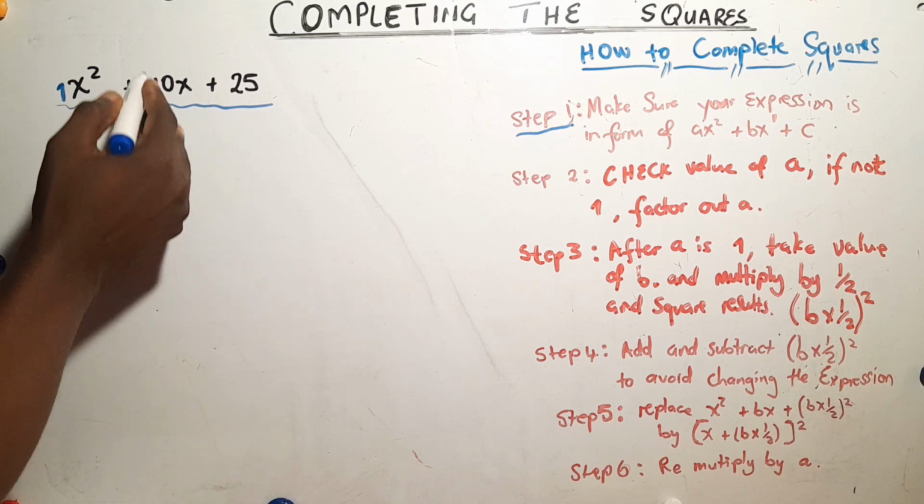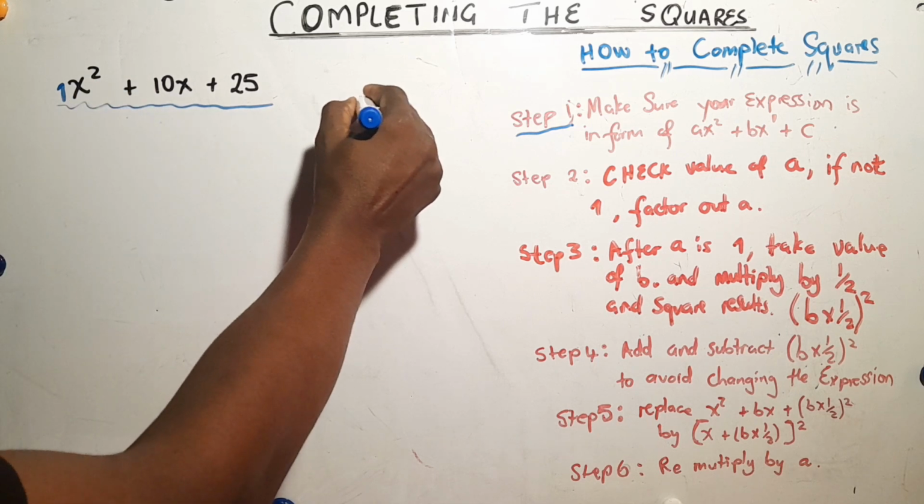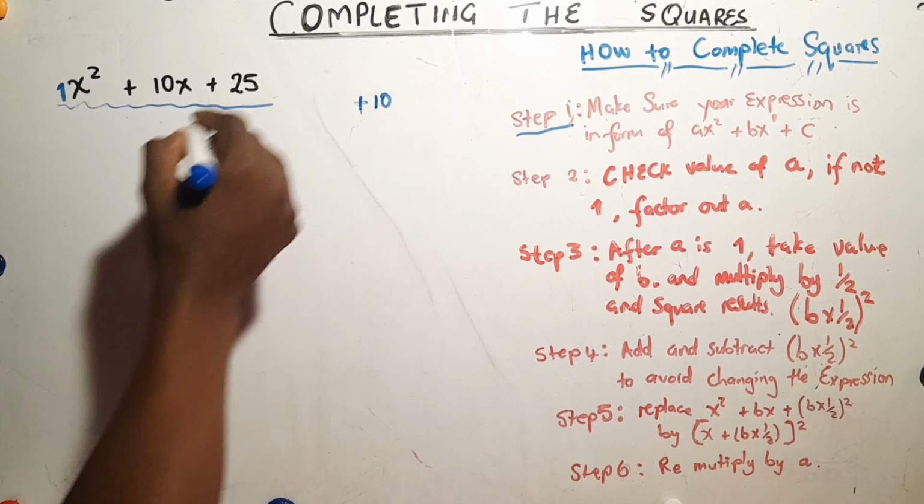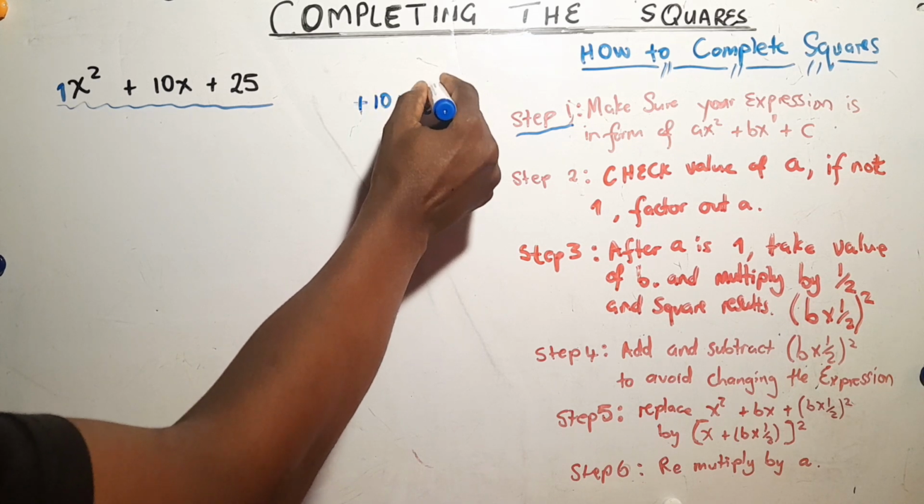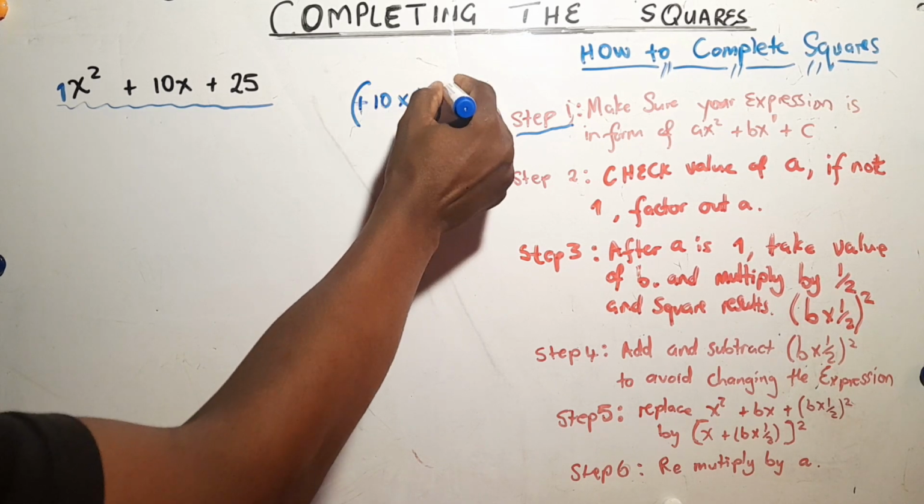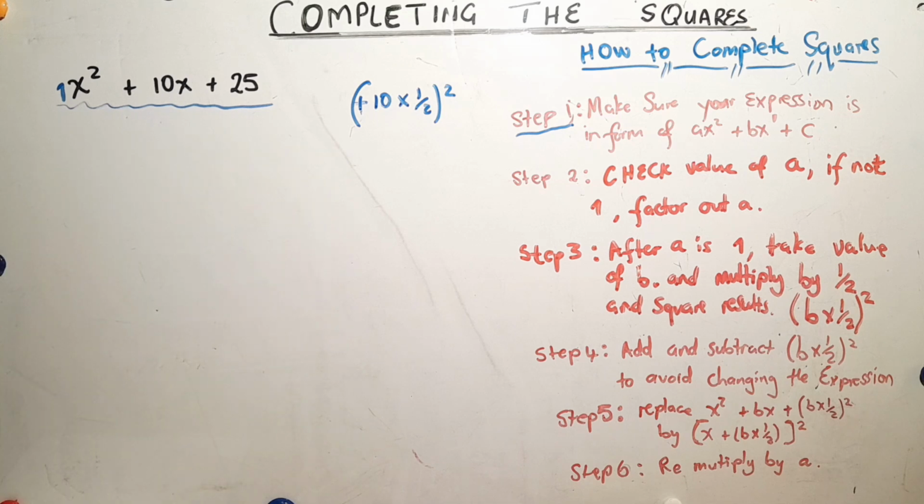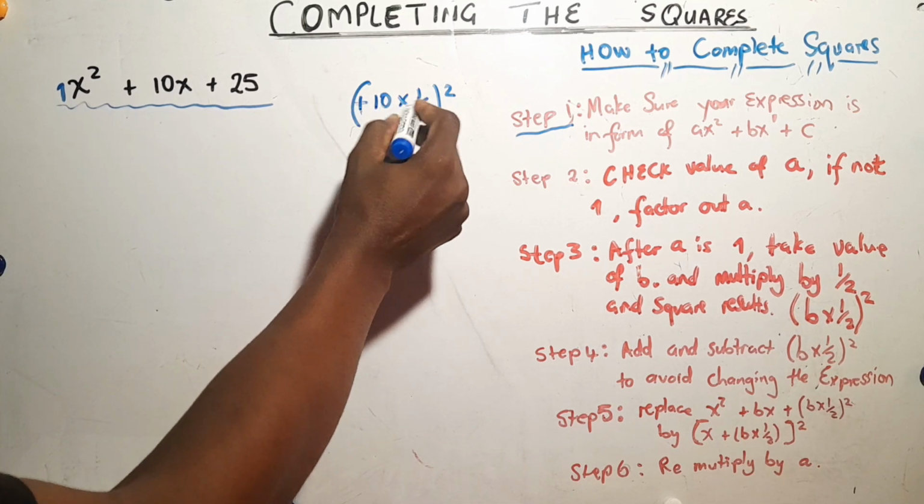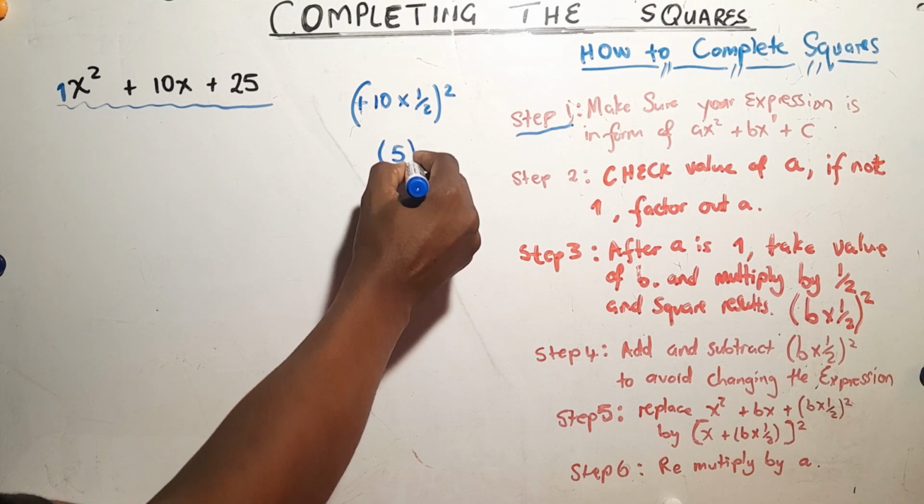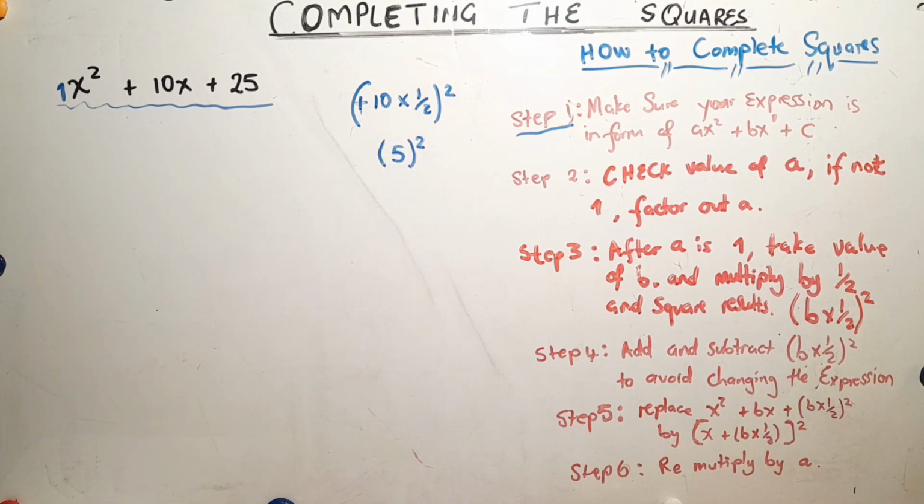Step 3, after a is 1, take the value of b. So what is our value of b? Our value of b is plus 10. So we're taking the value of b and we are multiplying it by half and we are squaring the result, like that. That's step 3. So what do we have here? This will become 10 multiplied by half, it is 5. So 5 squared, that's our result.